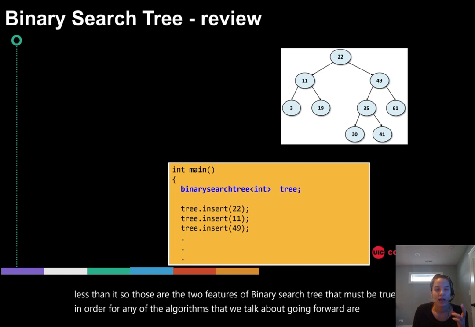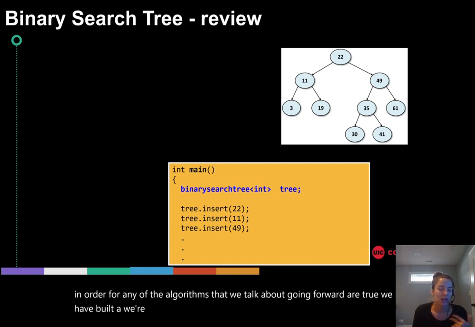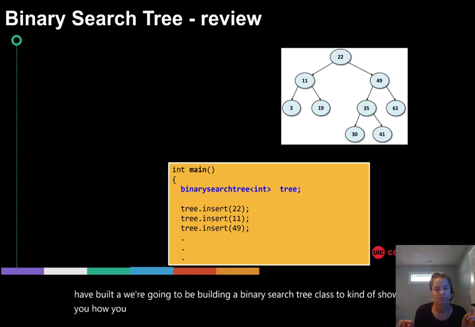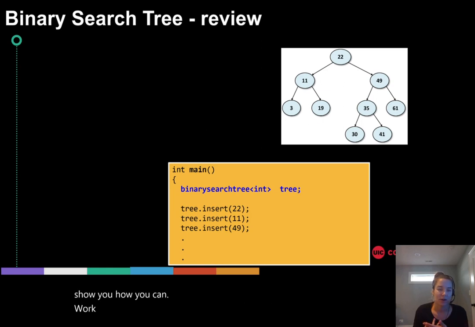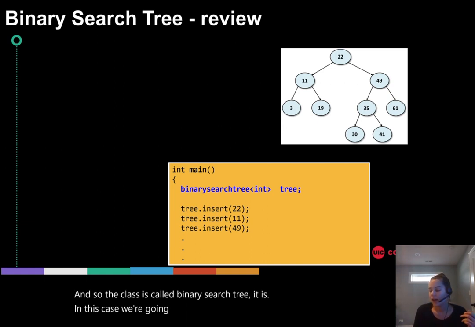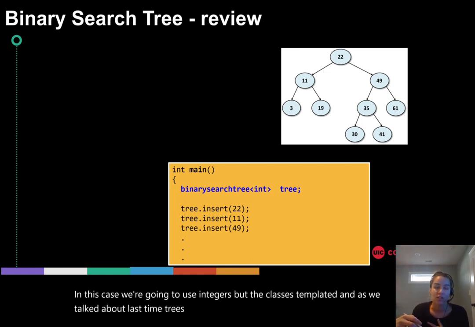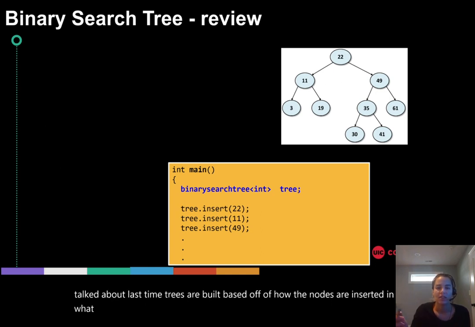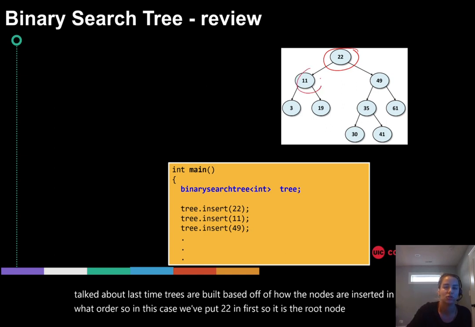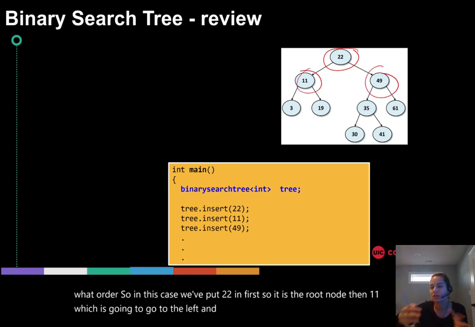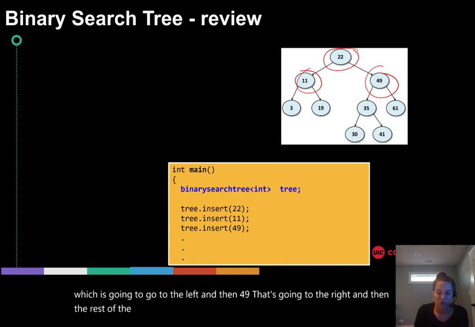We are going to be building a binary search tree class to show you how you can work with a binary search tree. The class is called binary search tree. In this case, we're going to use integers, but the class is templated. And as we talked about last time, trees are built based off of the order in which the nodes are inserted. In this case, we've put 22 in first, so it is the root node, then 11, which is going to go to the left, and then 49, that's going to go to the right, and then the rest of the tree is built based off of those inserts.